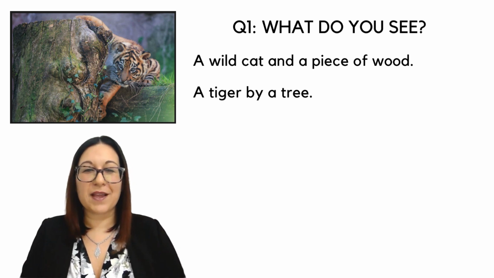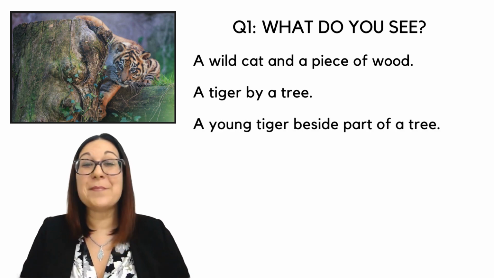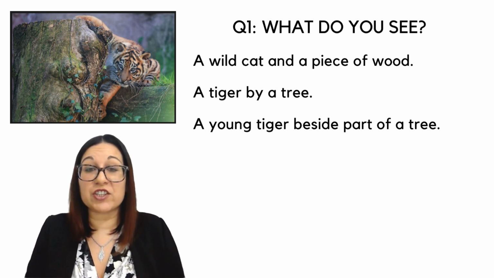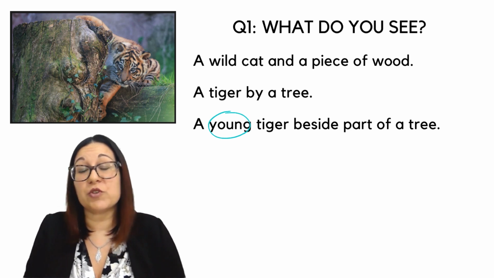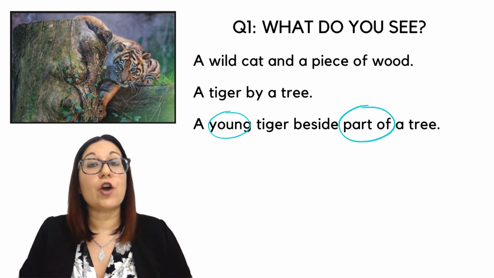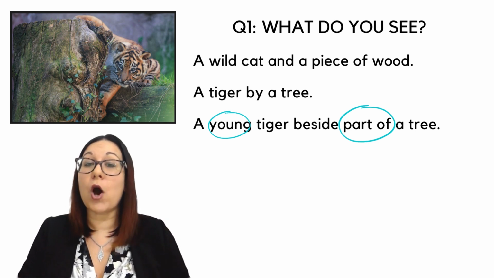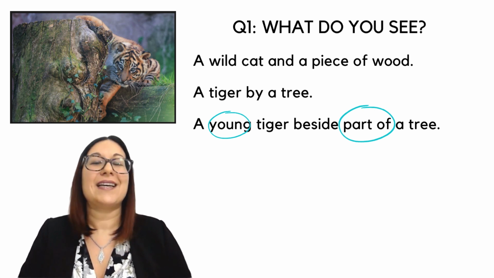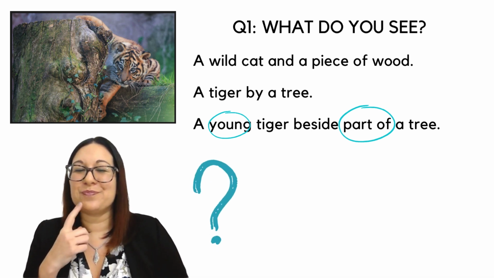What about a young tiger beside part of a tree? So I think that's quite a reasonable assessment. This tiger doesn't look very old, so you could say it's a young tiger. And it's definitely not a full tree. So part of a tree, that is being more specific and it's being accurate. So I like that. But a question for you.